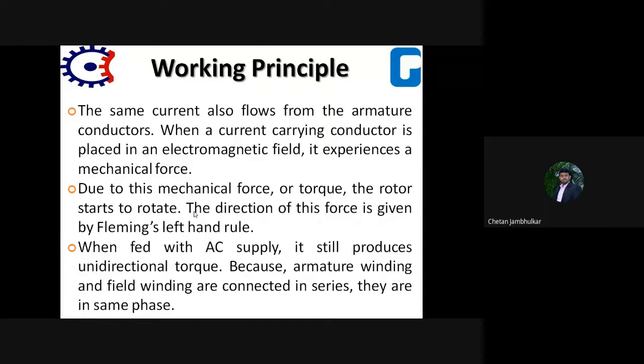The same current flows through the armature conductor, and when the current carrying conductor is placed in the electromagnetic field, it experiences a mechanical force, meaning a rotating force. Due to this mechanical force or torque, the rotor starts to rotate, and the direction of this force is given by Fleming's left hand rule. When fed with AC supply, it still produces unidirectional torque, because the armature winding and field winding are connected in series, so they are in the same phase.